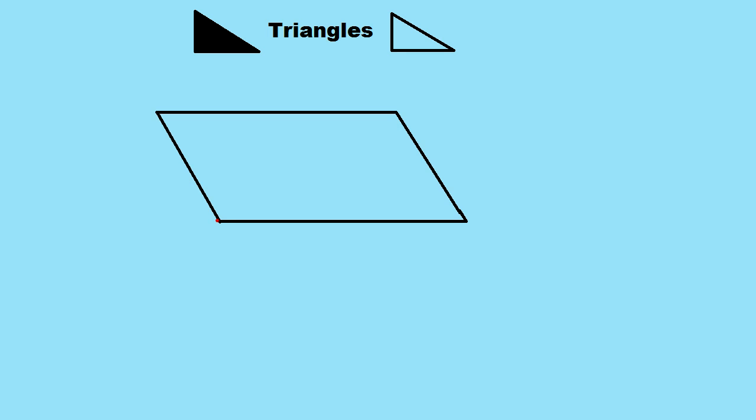So how do we find the area of a triangle? We do that by multiplying the base by the height and dividing by 2. So let's talk about where the formula comes from.